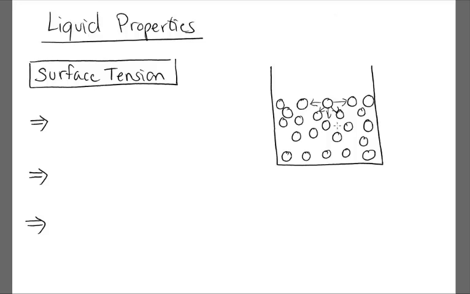If you look at one that's inside, it's got intermolecular forces pulling it every which way because there are molecules all around it. But the surface ones are only being pulled sideways and downward, which creates what we call surface tension, almost a layer of surface tension. So the forces pull the surface molecules downward.